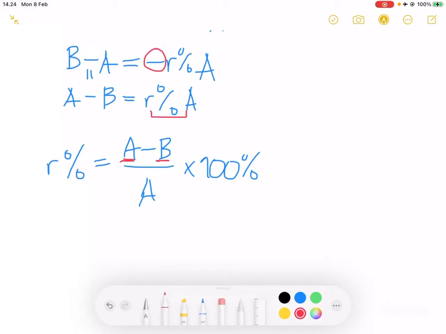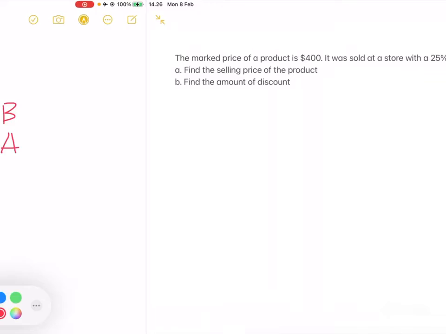And keep in mind that A must be greater than B, or B is less than A, since it's a percentage decrease case. And let's just jump into some examples of these.